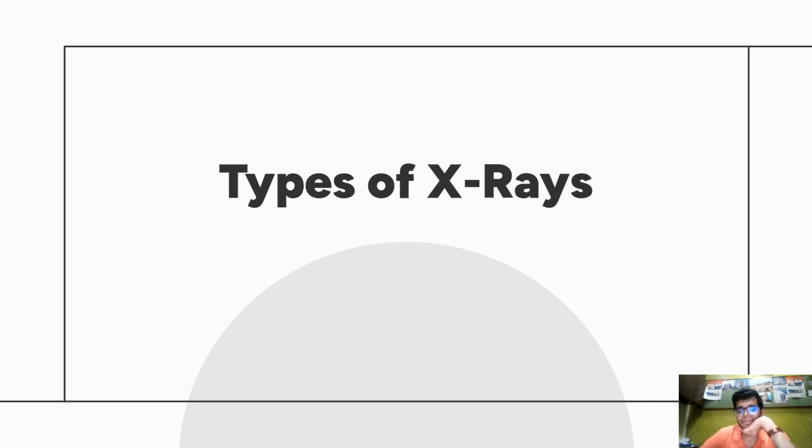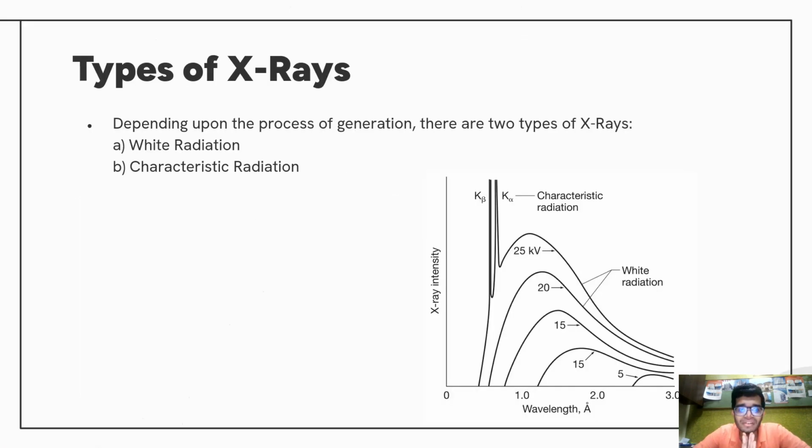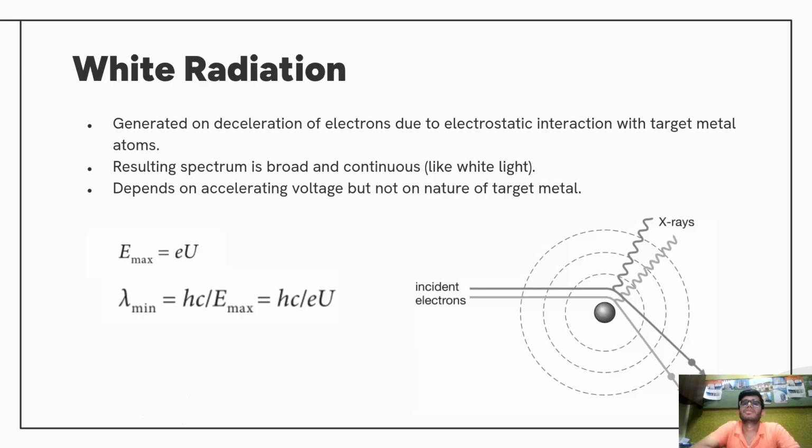So, different types of X-rays. We have two types of X-rays: white radiation and characteristic radiation. White radiation is produced when high energy electrons get decelerated due to electrostatic interaction with target metal atoms. Due to interaction with the nucleus of the target metal, the electrons could change their direction or their speed could decrease, and this acceleration would lead to production of X-rays.